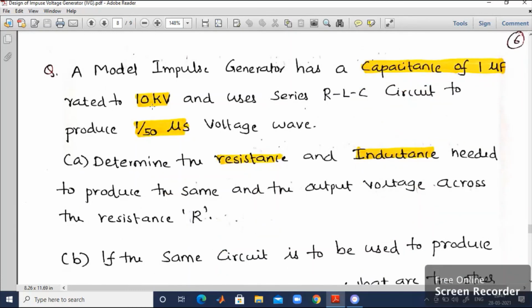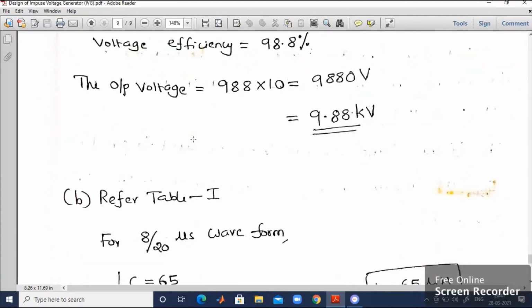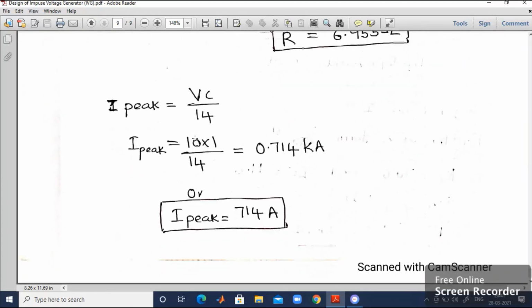So this example reveals how to compute the values like L, C, etc., R, and the peak value of charging current, I peak. Okay, these are all the procedures we have discussed. These are the few basic procedures which will help you for the design of an impulse generator. You may refer to the theoretical part in my previous video. I have explained it elaborately.